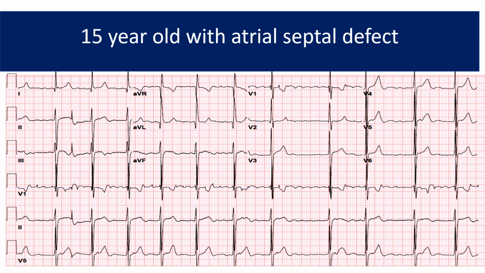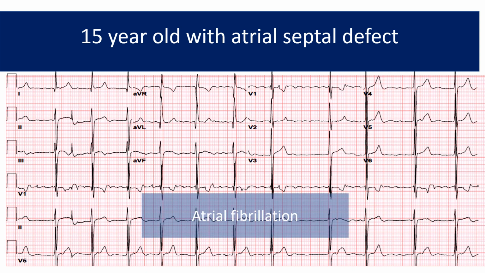This is an EKG for a 15-year-old with atrial septal defect. If we look, the rhythm is slightly irregular, and there are no clear P waves before the QRS. What is the most likely diagnosis? Atrial fibrillation. In atrial fibrillation, there are no clear P waves and the heart rate is irregular.